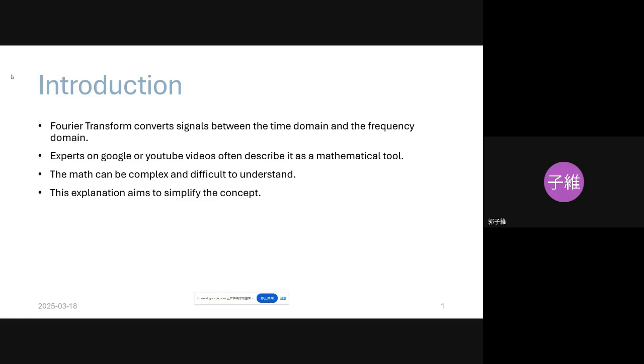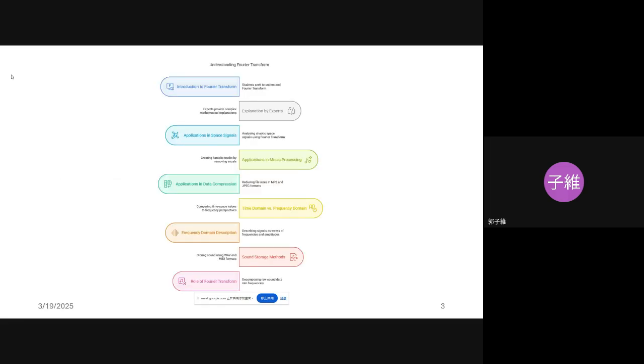What is Fourier transform? Fourier transform converts signals between time domain and the frequency domain. Well, the experts on Google or YouTube videos often describe it as a mathematical tool, but the math can sometimes be too complex and overwhelming. So in my presentation, I aim to simplify the concept. And here is the outline.